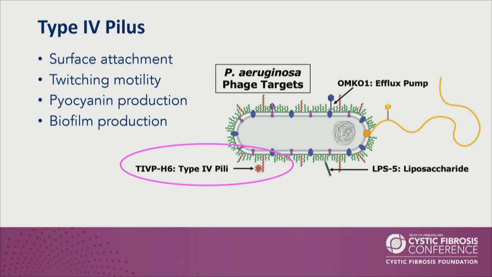The work that I want to talk about more is this: Dr. Turner and Dr. Chan already did a lot of work on the OMK01 efflux pump, and I am moving forward now with the LPS and the type 4 pilus structures. I'll remind you, the type 4 pilus is involved in surface attachment for Pseudomonas, twitching motility, and pyocyanin production. Pyocyanin is an exotoxin that Pseudomonas produces, which is highly inflammatory to human lungs and structures. The type 4 pilus is also involved in biofilm production.